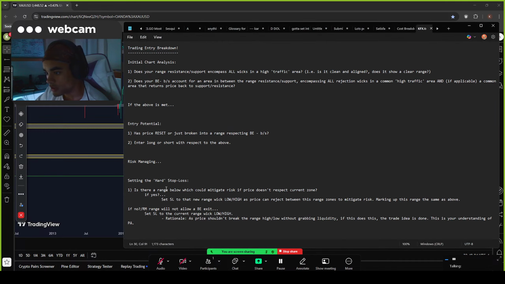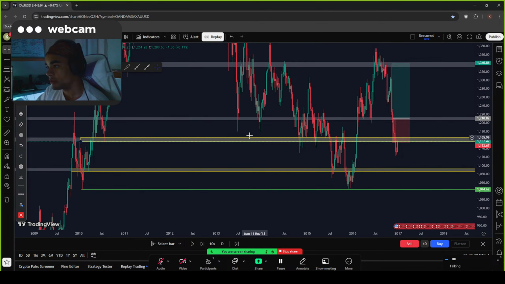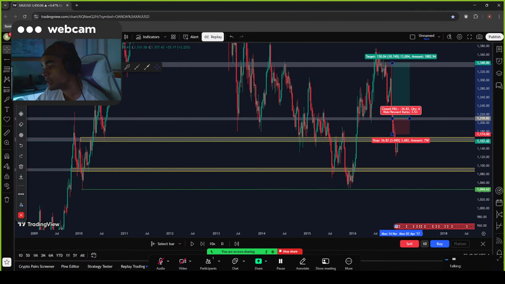Okay, so the next section. Is there a range below which can mitigate risk? If yes, set stop loss to that new range wick low or high. So exactly what I said. I'm doing it for buys only, but you do the same for sells. Price can reject between these range zones to mitigate risk. Mark out this range the same as above. If no, so if there isn't a range or the gap is too big for you to come out at 0, then just have your risk management at the break of the original range, like this wick here. So if this range below didn't exist, you just have your risk management there.